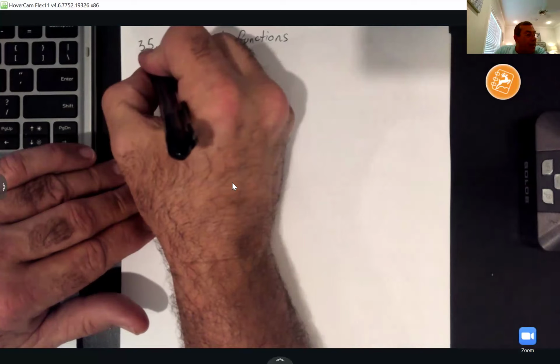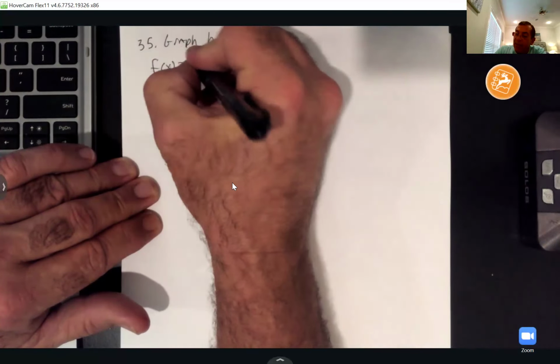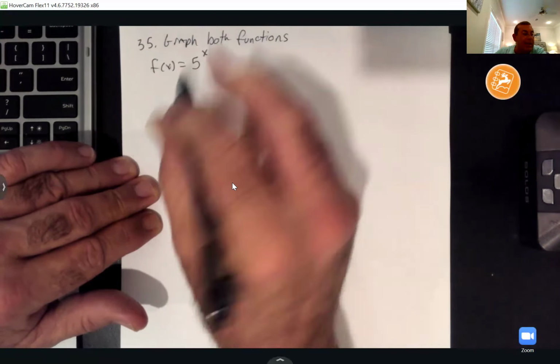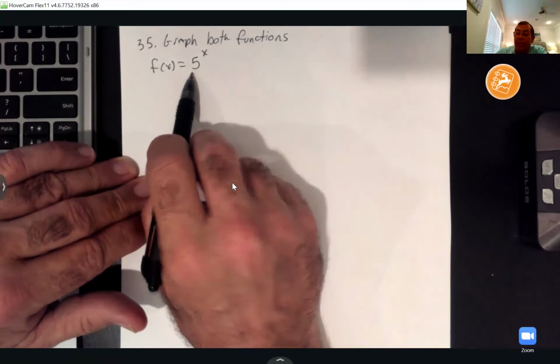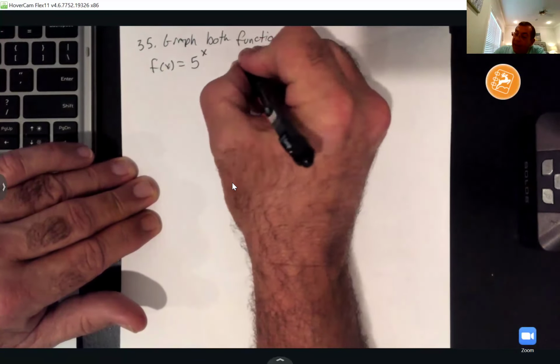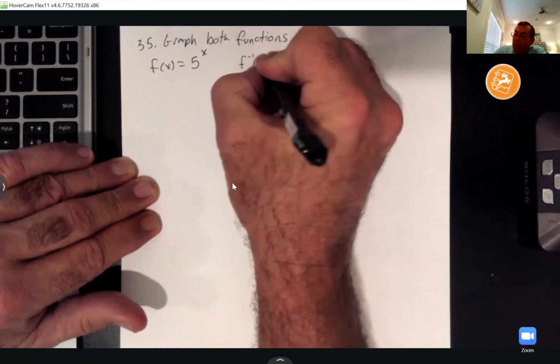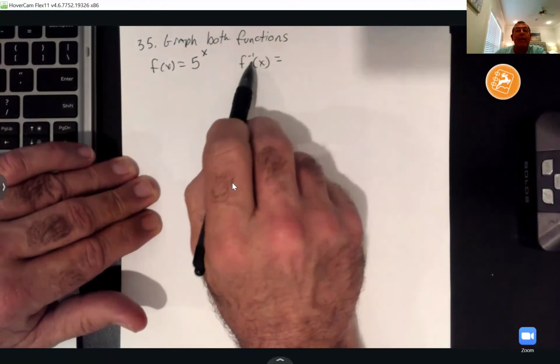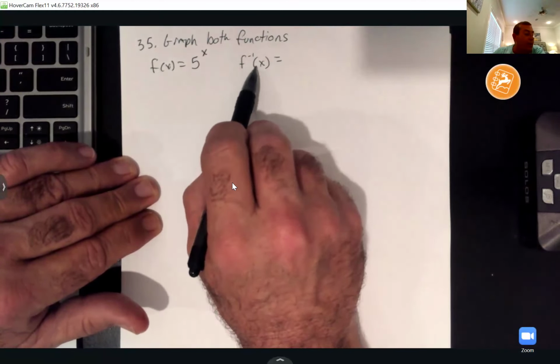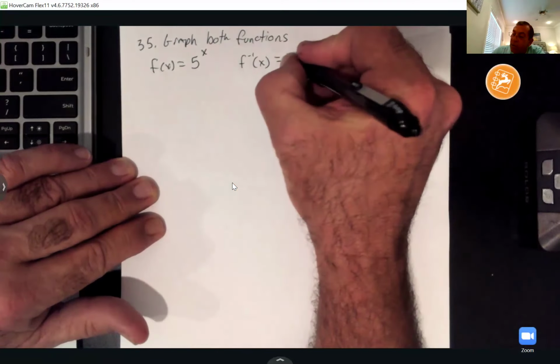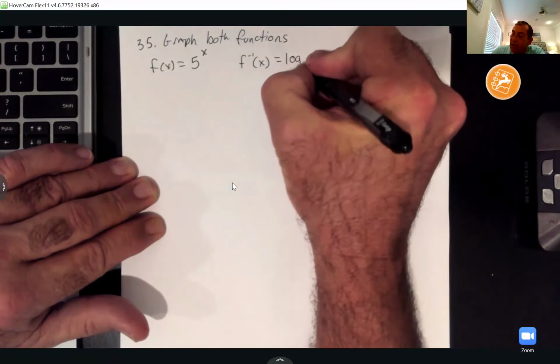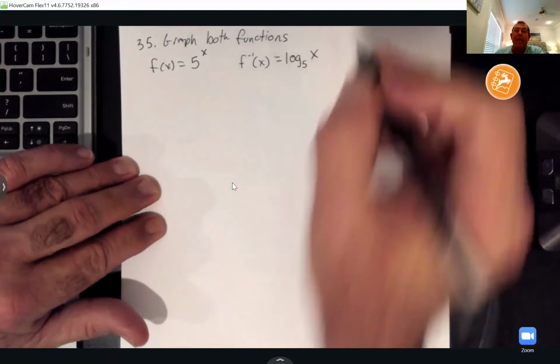So they're giving me f of x equals 5 to the x. So I got one that's exponential. And then the inverse, remember the inverse notation. That's what that f negative 1 is. The inverse will be the log, which will be log base 5 of x.